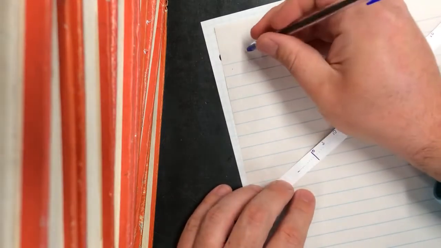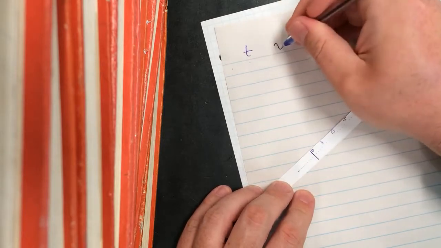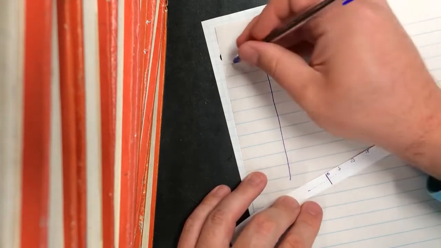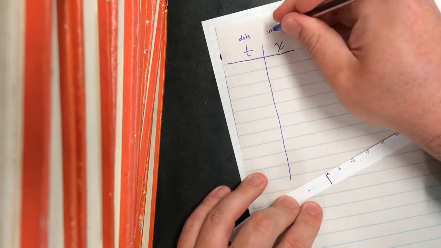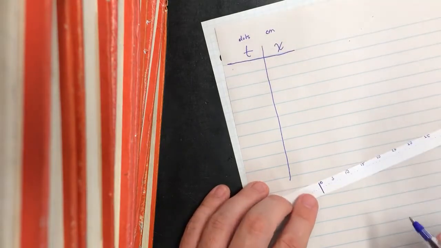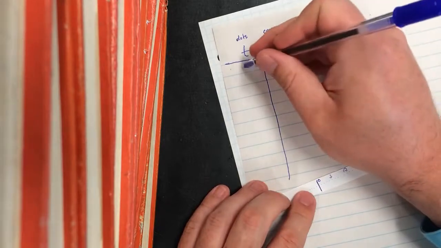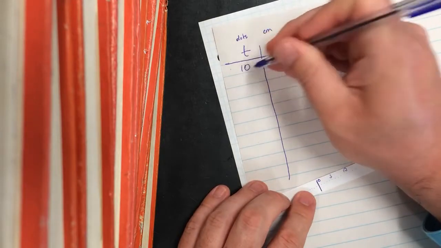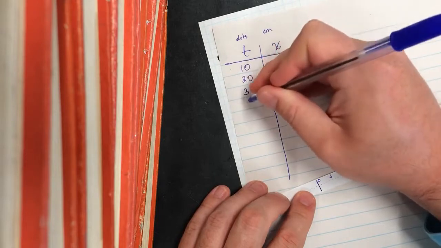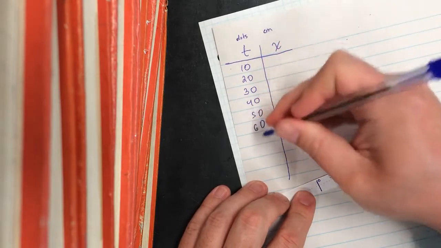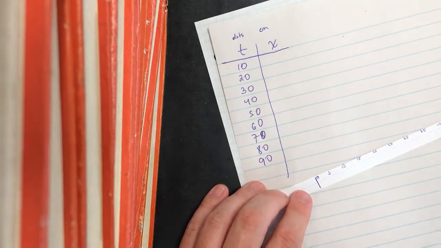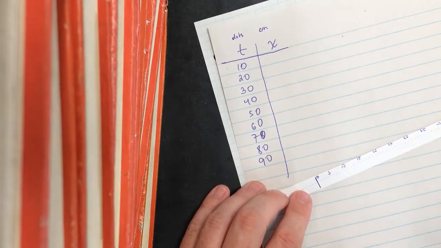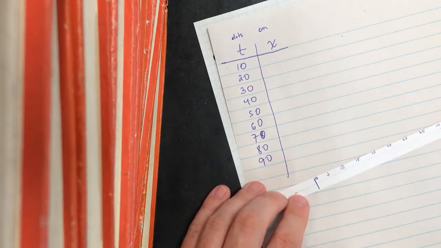So as I go to make my t-chart, I'm going to write time and position. And time is going to be measured in dots. X, position, is going to be measured in centimeters. So I'm going to do dot 10, dot 20, 30, 40, 50, 60, 70, 80, 90. So if you had 70, you could count by 7. That would get you 10. If you had 110, you could count by 11. But we just want 9 or 10 data points.